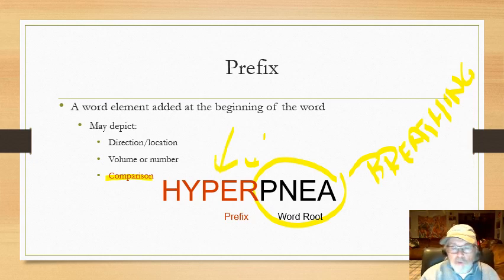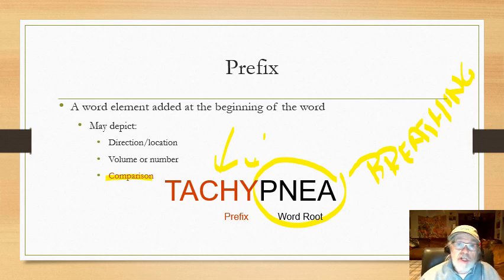So I've gone from normal to bad, difficult, painful to deep breathing to tachy. Tachy is a prefix that means fast. Tachypnea, rapid breathing. I've gone from good to bad to deep to rapid. Easy. Just by changing a prefix, done a little magic there.